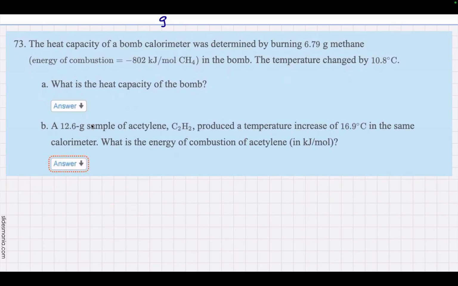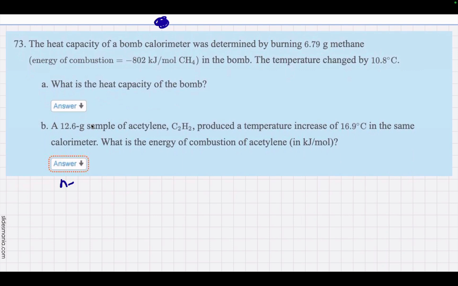This is a problem that is part of our 6.2 calorimetry section, and this is number 73 at the back of the book. This is a problem where you're going to solve for the heat capacity of a calorimeter, and then you're going to use that to further do the problem. So in this problem, we are using a bomb calorimeter, which means we're not using water, we're just burning something, and then the calorimeter itself will absorb that energy.